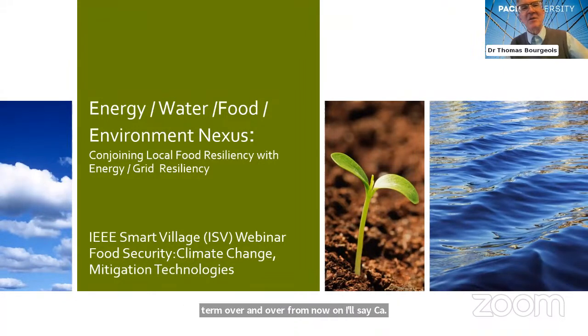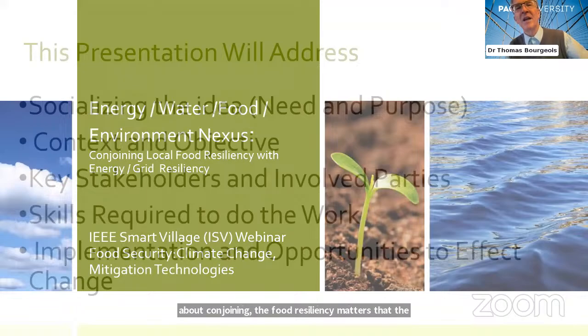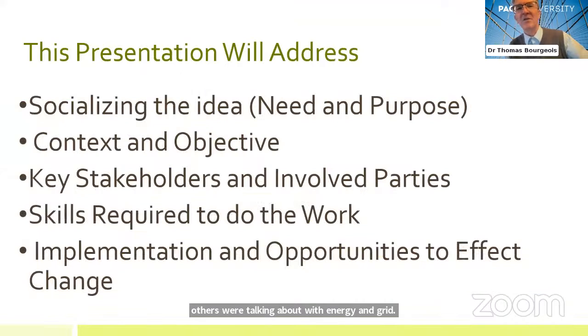We see it as a great opportunity to conjoin two really big issues, which our previous speakers have talked about, the growing issues with food resiliency. And I'm also going to add, perhaps as my contribution here, because it wasn't touched on quite as much, that I'm going to talk about conjoining the food resiliency matters that the others were talking about with energy and grid power resiliency matters, which are also of increasing importance.